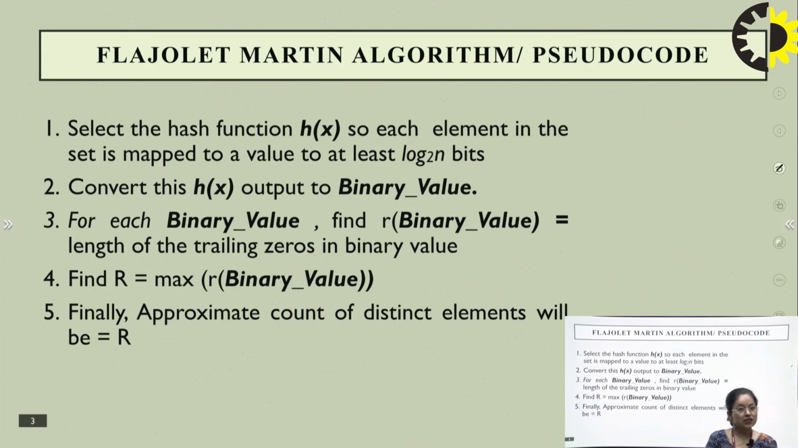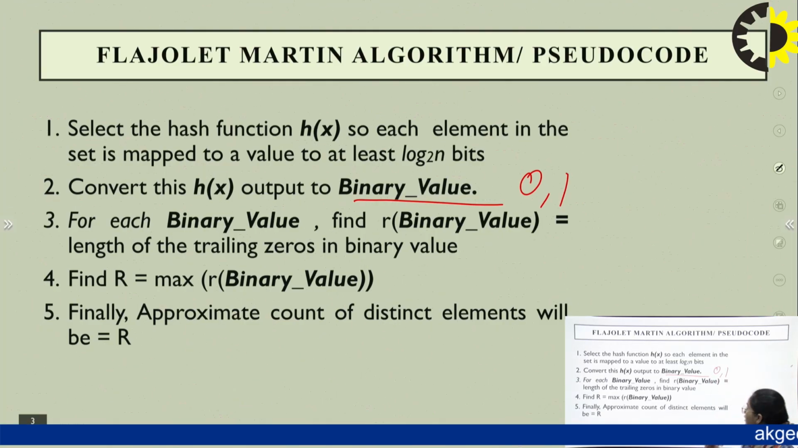In this algorithm, first we will select a hash function, and using the hash function, for each element in the set we will apply the hash function and map it to a value in the form of log2 n. Then we will convert it into a binary value, meaning 0 and 1, and for each binary value we will find the trailing 0s.